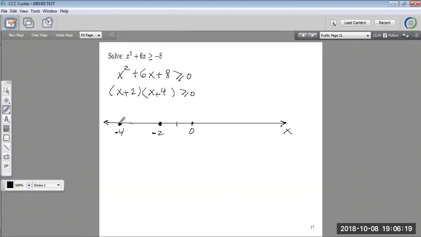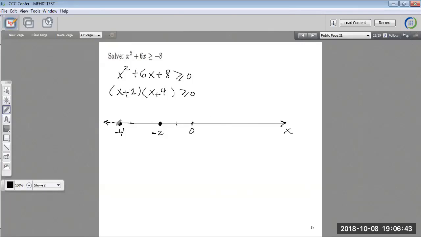So as you can see, when you have two zeros, you create 3 regions. One region would be between minus 4 and negative 2. The other region would be to the right of negative 2. The other region would be to the left of negative 4. The solution usually alternates between these regions.